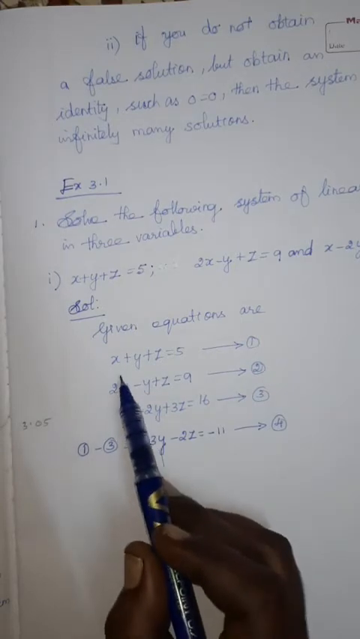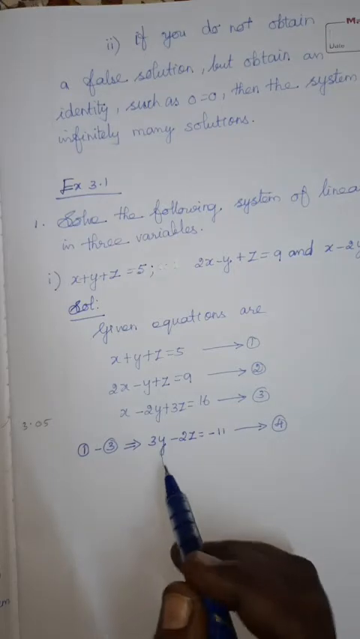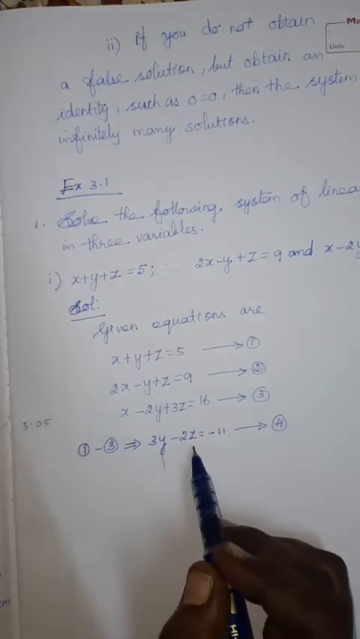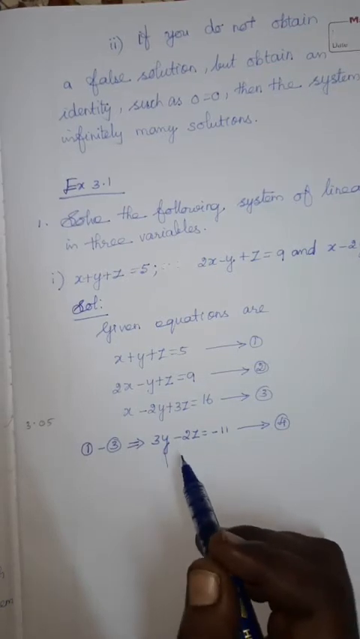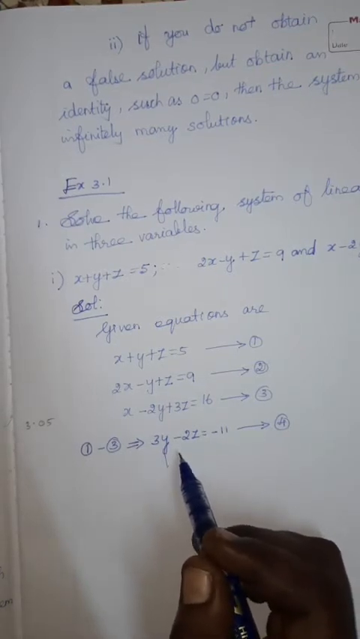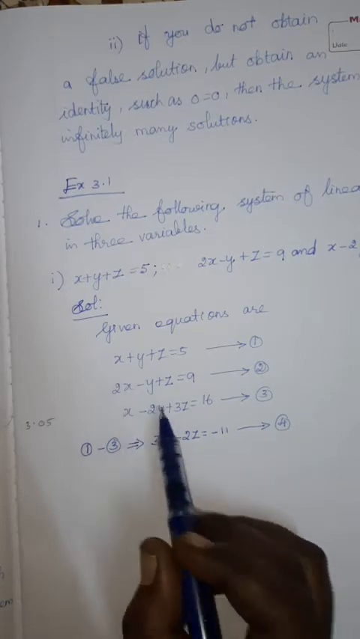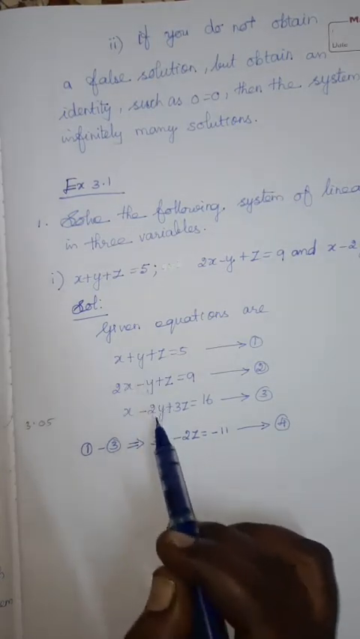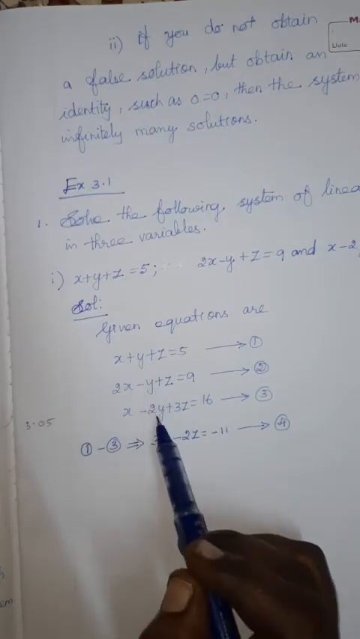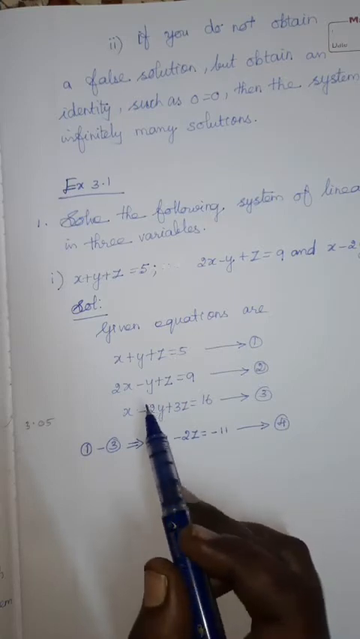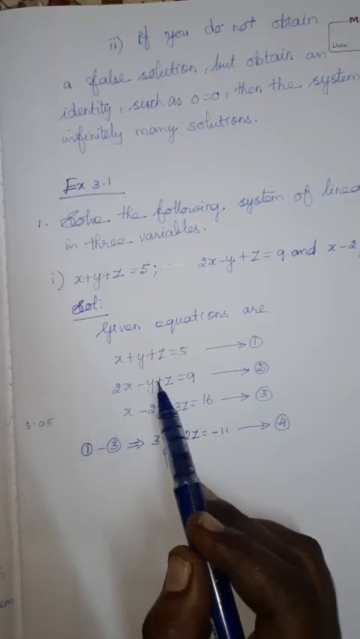Next, using first, second or second, third, we have to get another equation in y and z. Like this fourth equation in y and z, we have to get another equation using the other two equations. Okay, this we got using first and third. So next you choose using first, second or second, third. Understood?